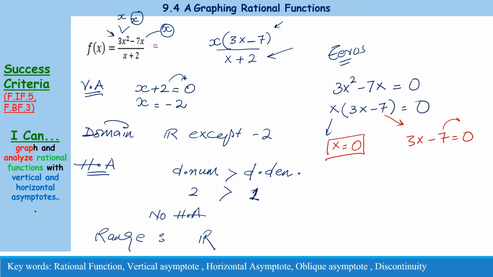And now for the other one, solve. So 3x minus 7 equals 0, 3x equals 7. Divide both sides by 3. You will get x equals 7 over 3. And these two values are your zeros.